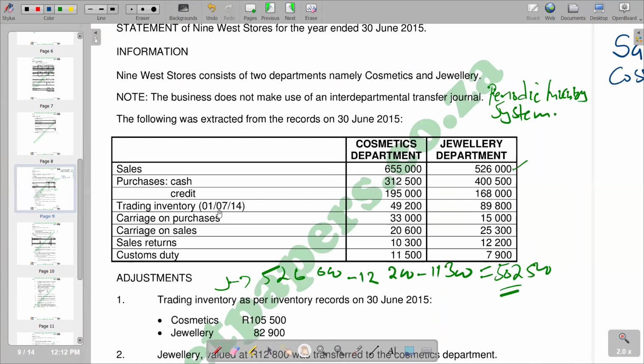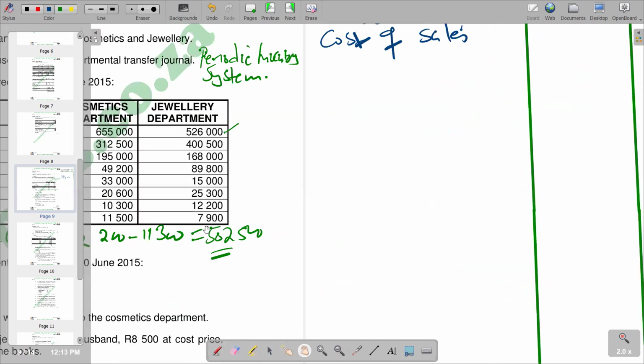So coming here now, you see that we are not given a cost of sales calculated. So we're going to use the formula started by opening inventory, which is our trade inventory 01/07/14. We have got 49,200 for the cosmetics department and 89,800 for the jewelry department. So we can just go and enter those figures as our opening stock.